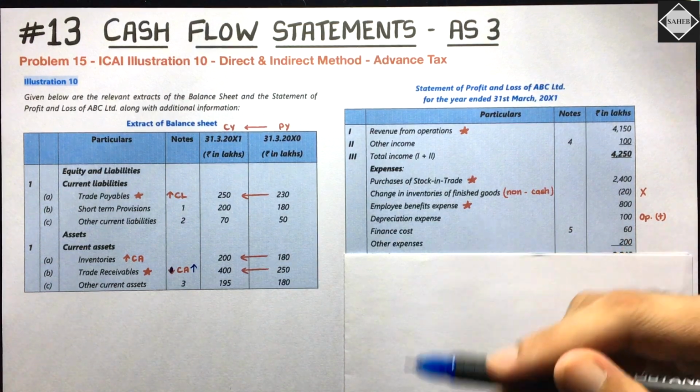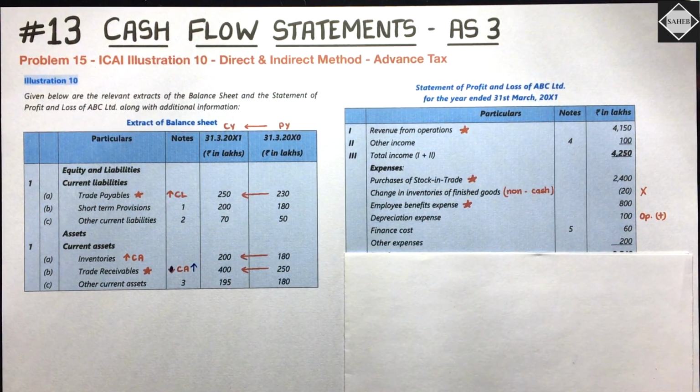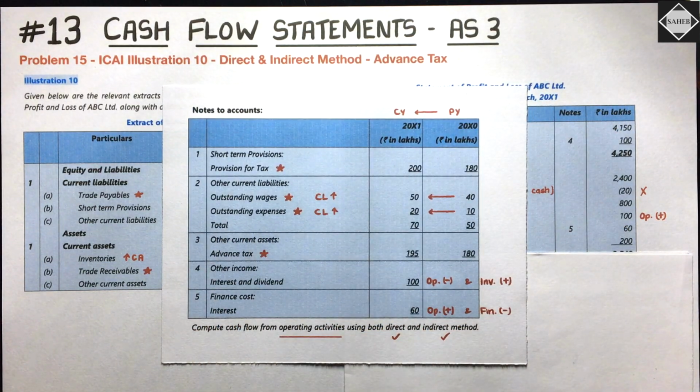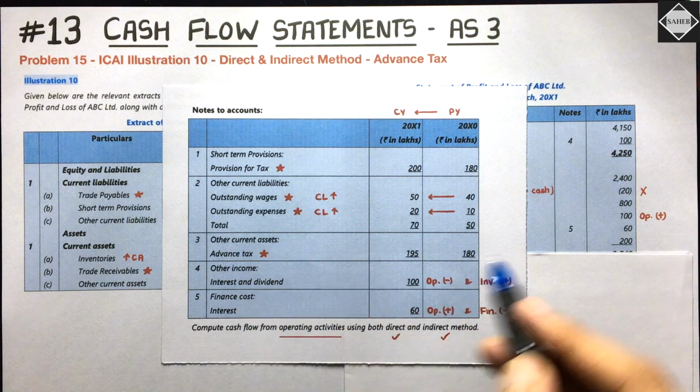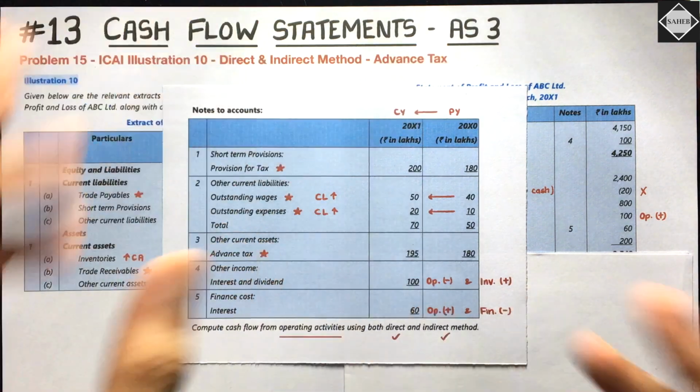Okay, so in direct method, what we are going to do about this? We have to see how much of it is paid, and that much we will take in direct method. How will we come to know that? See, in the notes to accounts, they are talking about outstanding expenses, isn't it? So outstanding expenses means that other expense only.